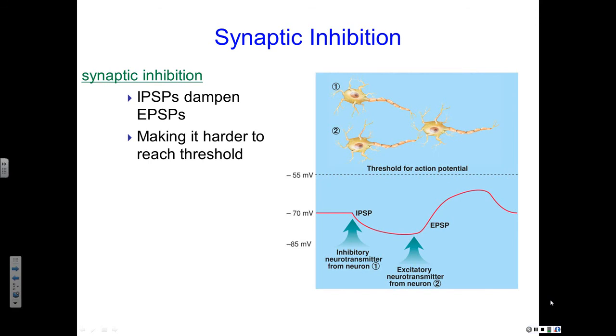And so you can get synaptic inhibition, because the IPSPs dampen the effect. If I had an IPSP and then I put in an EPSP, I might not reach threshold. Normally, if I didn't have the IPSP, I would have gone above threshold, but because I have this coming in, I don't reach threshold, and therefore I don't get an action potential. Because these always add up if they occur close enough so that they overlap.